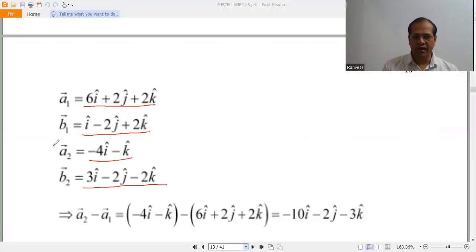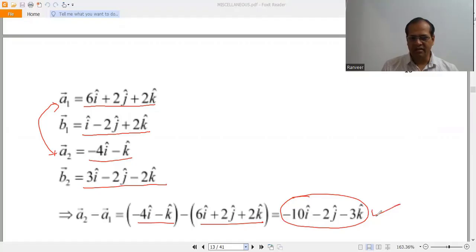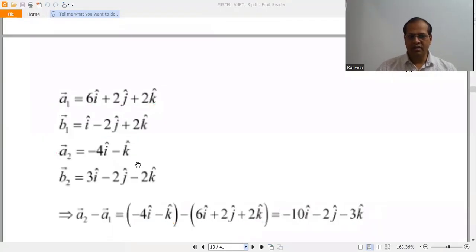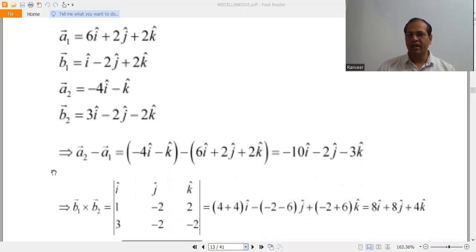Now, first of all, we have to find a2 − a1. For a2 − a1, this is a2, minus this a1. So a2 − a1 is this value. Similarly, we just compare with the standard equation to get the a1, b1, a2, b2 values. After that, we subtract a2 − a1. We also require b1 × b2. So this is b1 and this is b2.